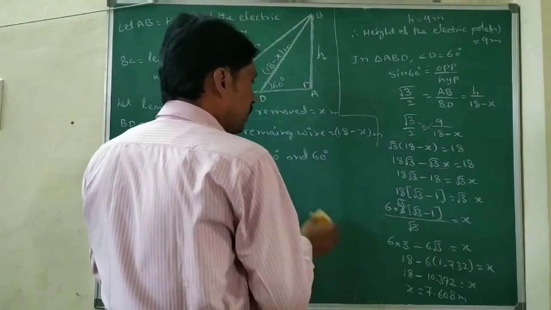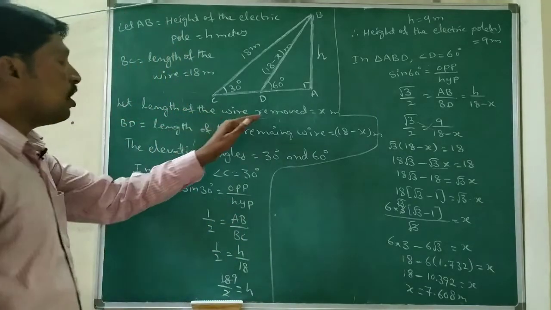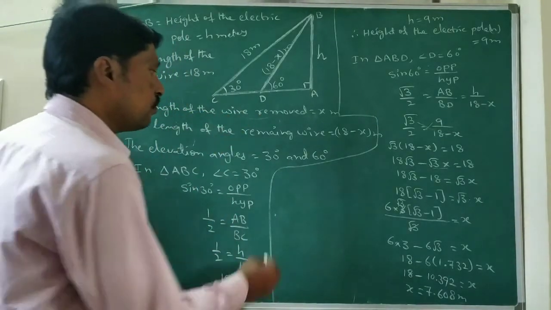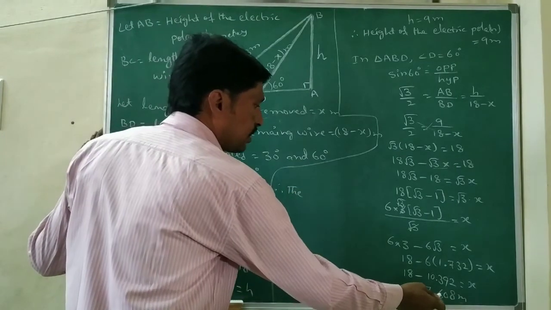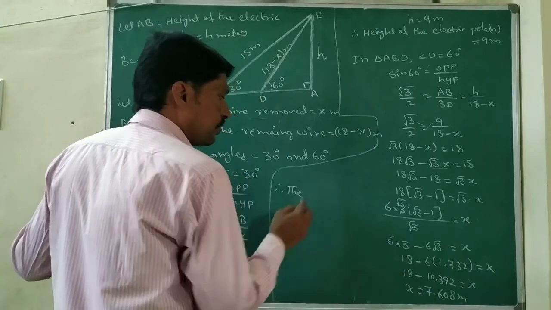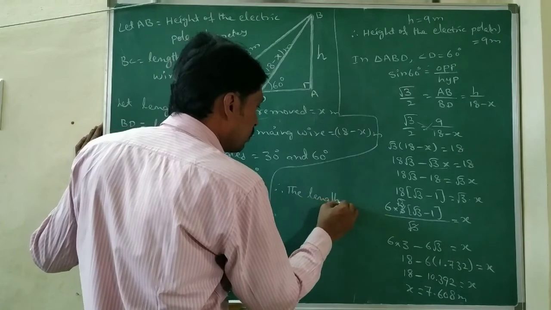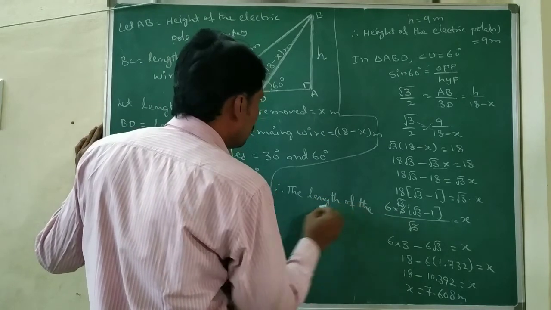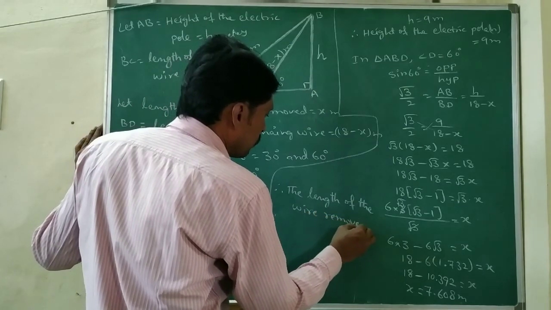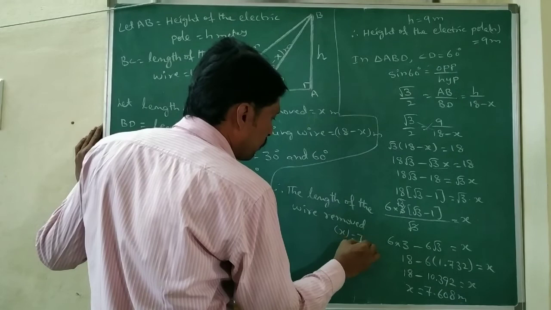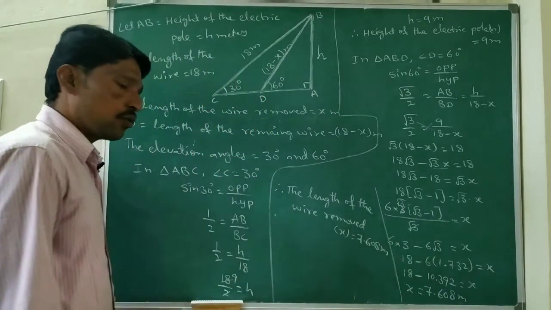So what is x here? What did we take x as? We took it as the wire removed. How much wire is removed? Therefore, the removed wire equals... This is the conclusion. Here only you can continue, but there is no space here, so I am writing here: the length of the wire removed x equals 7.608 meters. This is the solution.